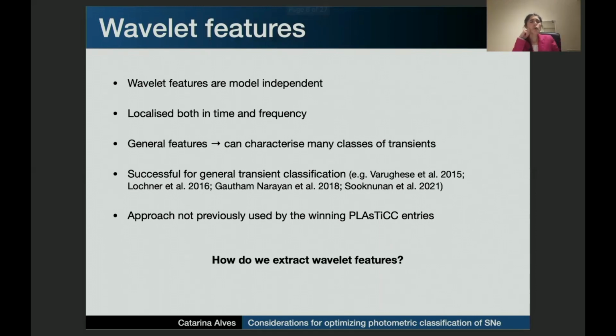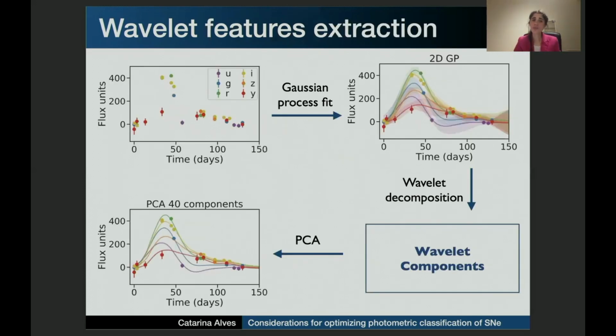But exactly how do we extract the wavelet features? First, we look at our data, and it's not uniformly sampled in time. So, we fit a Gaussian process to interpolate between the observations. Then, we use this Gaussian process fit to estimate the value of the flux in each LSST band in a uniform grid of times. Then, we use this grid of fluxes and perform a wavelet decomposition.